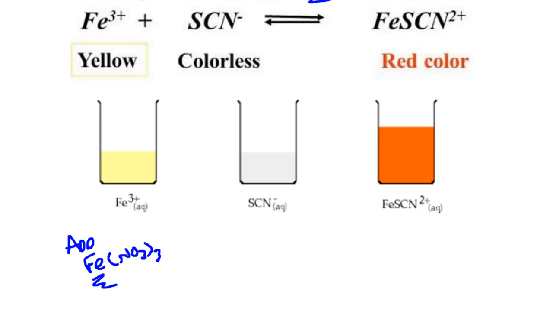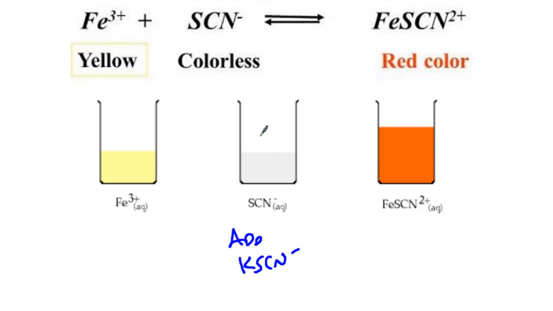Okay? Let's say I add potassium KSCN. Where's it going to go if I add some of this SCN minus ion? It's going to go away from that change. It will become red in color.